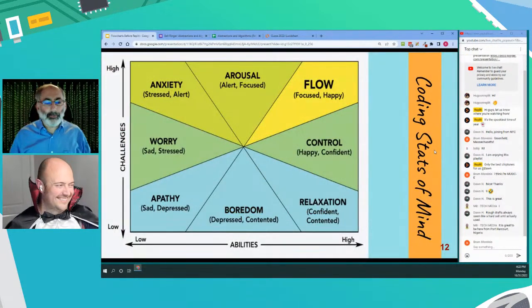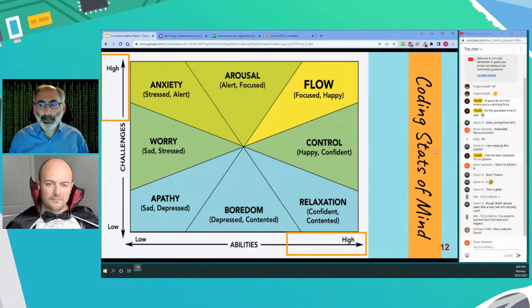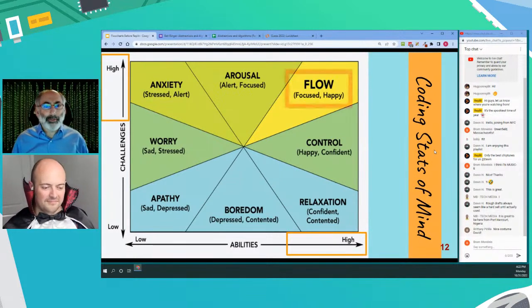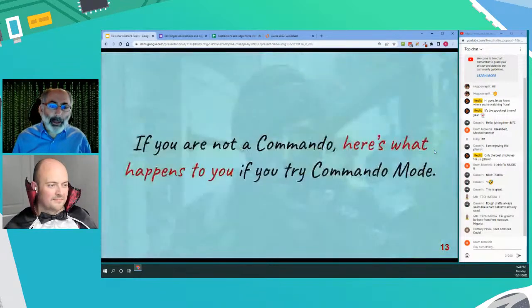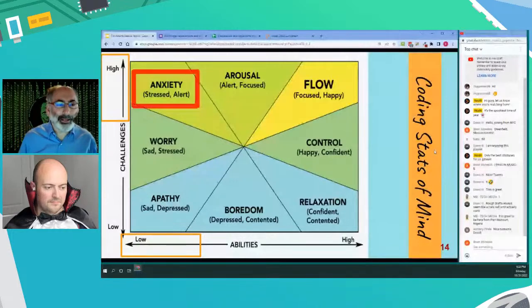And if we look at Csikszentmihalyi, I think that's how his name is pronounced, who is the scientist of flow. He says that you get into a flow state when you have high challenge and high ability, right? If you have high ability and low challenge, then you're bored. But high challenge and high ability, that's what a commando is all about. And it would be nice if you could just have that all the time. That's the flow. But if you're not a commando, here's what happens to you if you try to do commando mode. You have high challenge, but low ability. And that means you get into anxiety. You're stressed, you're alert, but you're stressed.